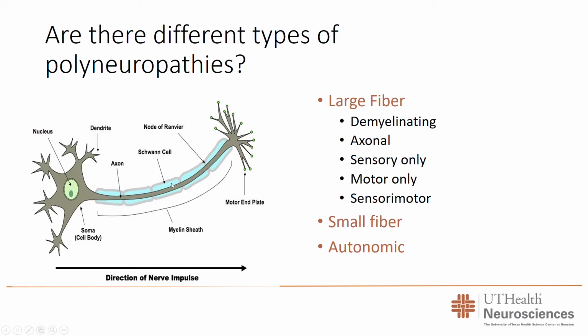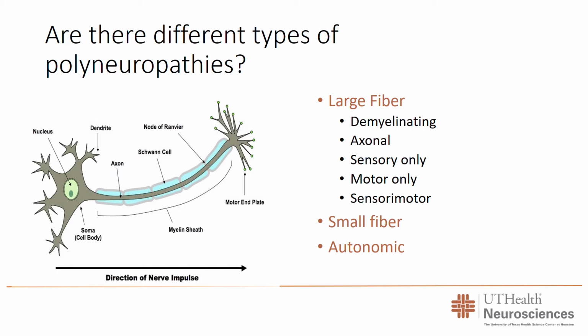And then underneath that are the actual wires, or the actual nerve fibers. So large fiber neuropathies can either be demyelinating, meaning they affect this myelin sheath, the outside plastic wrapper around the nerves, or they can be axonal, where they don't really affect that outer covering, but they affect the nerve fibers underneath.